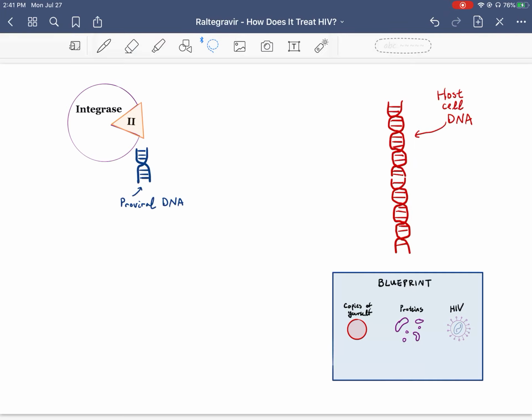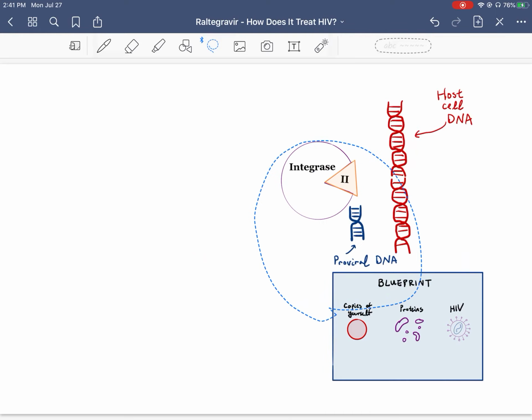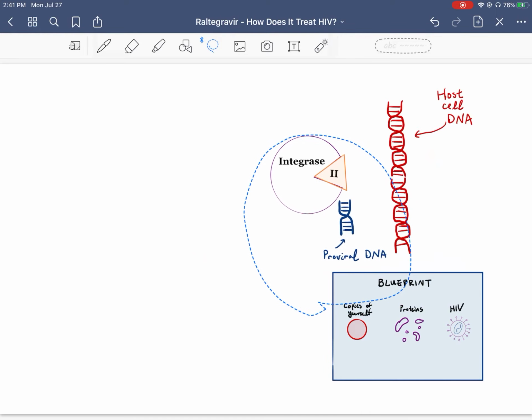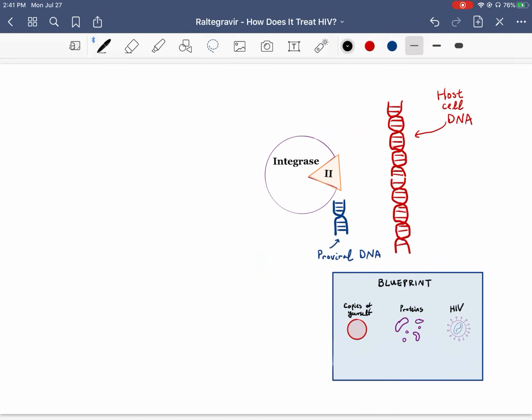The binding of the active site then prevents the integrase from binding with our host cell DNA. This thus prevents the integrase from cutting our DNA, and more importantly, prevents the integrase from inserting the proviral DNA into our DNA. As a result, this protects our blueprint from being contaminated with the instructions to create HIV.